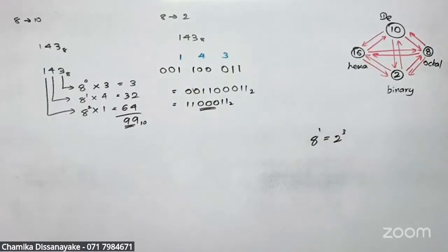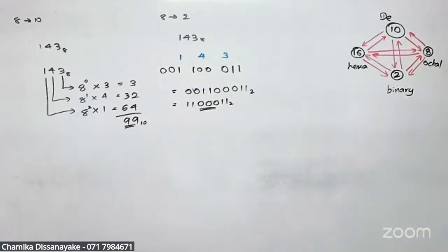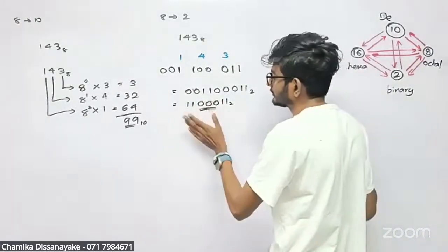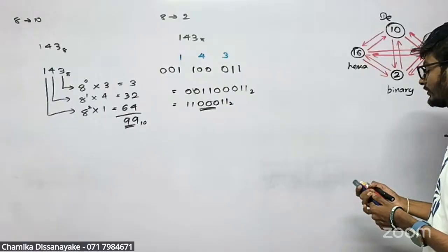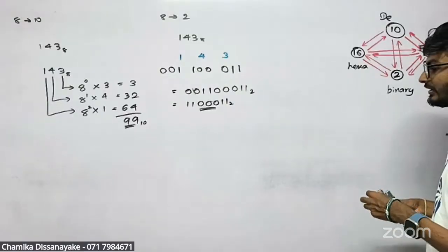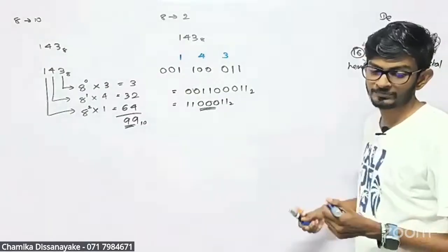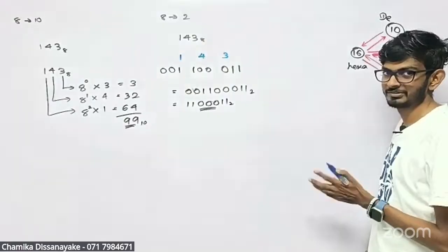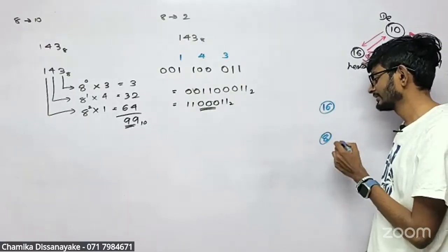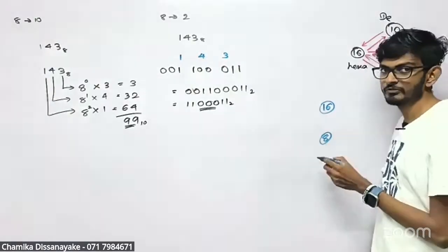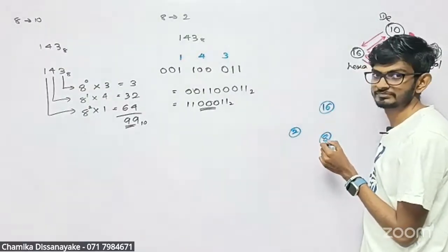So then the next thing: octal to hexadecimal. It is a little bit tricky. Octal and hexadecimal are like they don't talk to each other. They are just like fighters. That means here we have 16 and here we have 8, and they don't talk to each other directly. So they have a friend called base 2, and they are going to talk to each other using this friend.